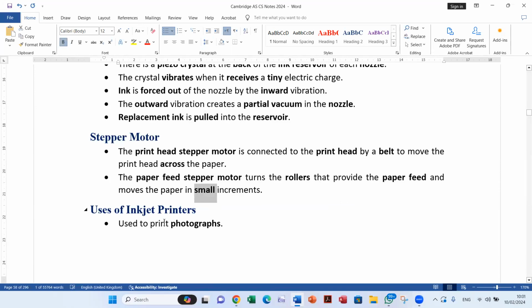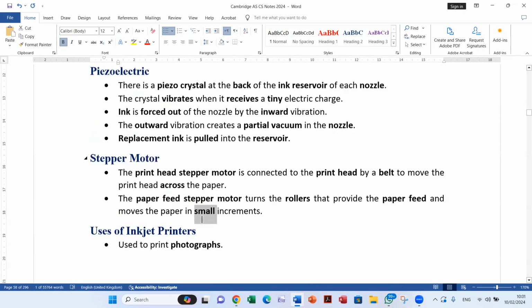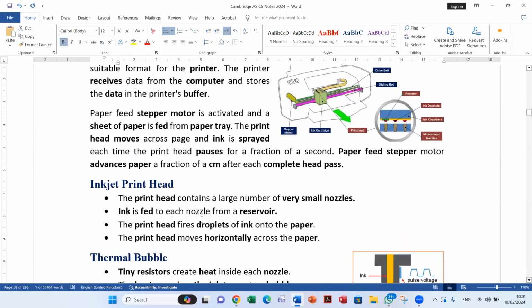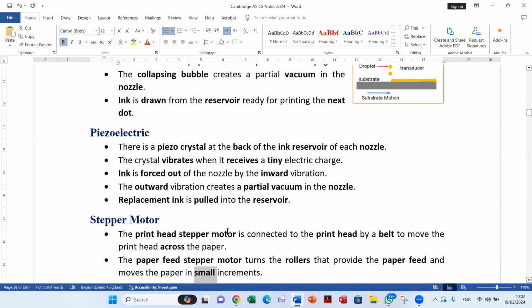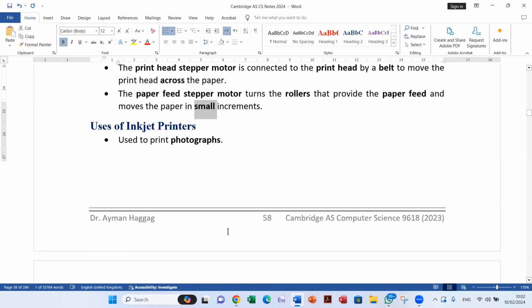Use of inkjet printer: used to print photographs. When you have a colorful picture on your camera and you like to print it, you would rather use an inkjet printer. This is all we have about the inkjet printer.